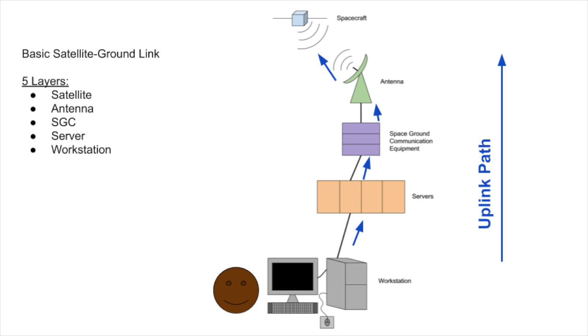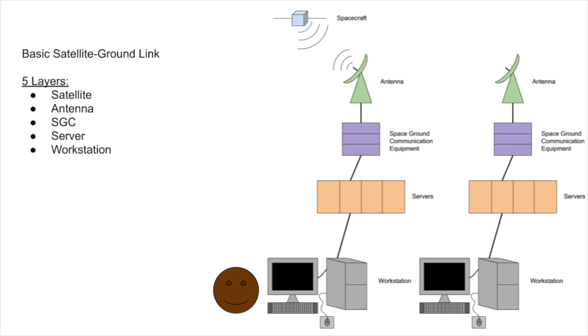When a satellite sends back data to the ground, it goes through the exact same process, but in reverse order. That's called the downlink path. And for more complicated satellite constellations, the satellites can send data between one another. This data transfer between satellites is called a crosslink path. GOESR uses a crosslink to receive data from the GPS constellation.